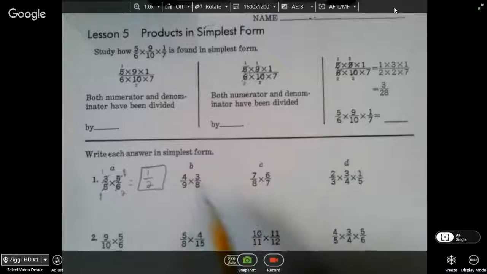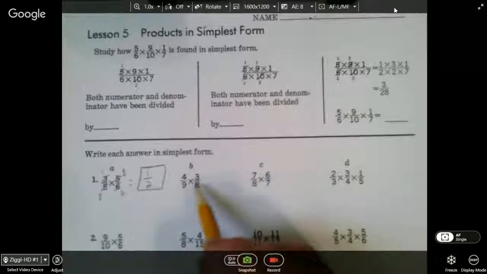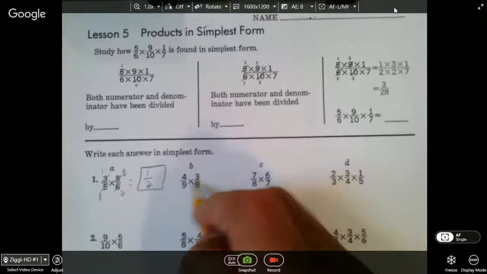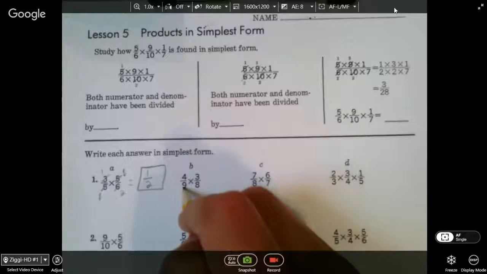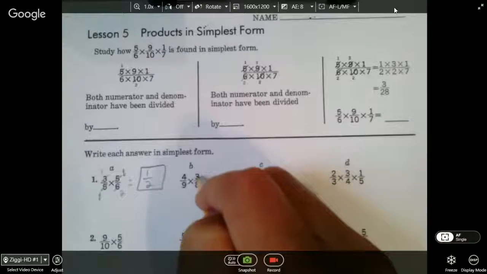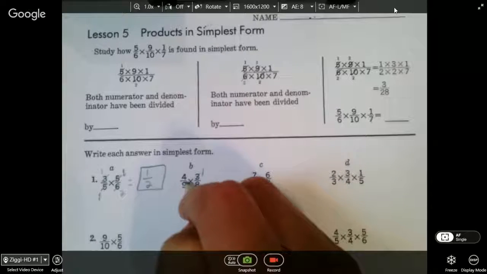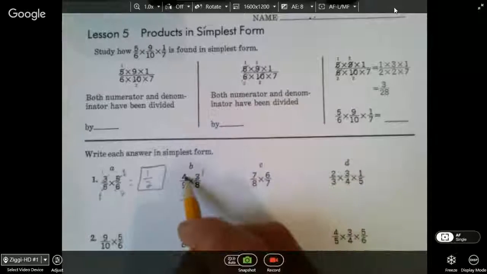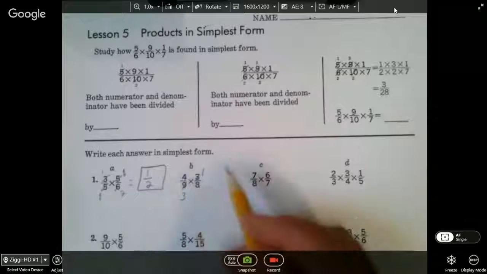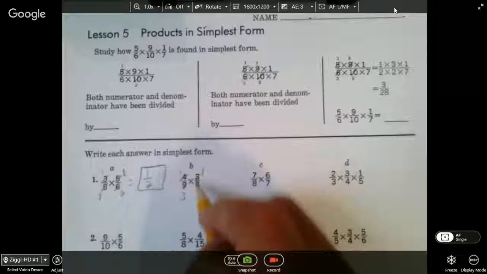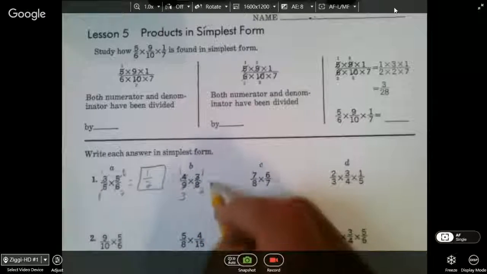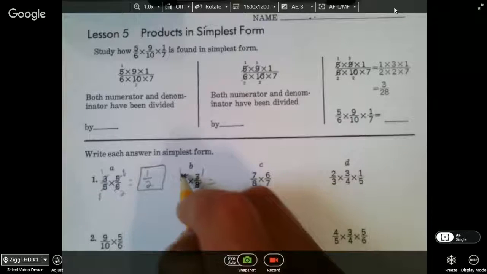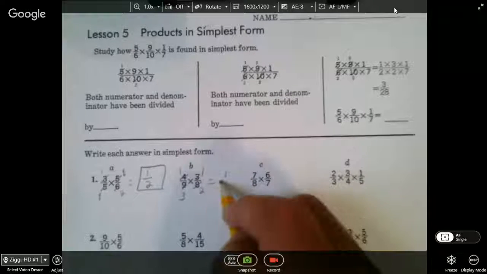All right. Let's see what we can simplify here. Top and bottom relationship, the 3 and the 9. Those can be simplified. Greatest common factor is 3. So 3 divided by 3 is 1. 9 divided by 3 is 3. 4 and 8, greatest common factor, 4. 4 divided by 4 is 1. 8 divided by 4 is 2. Multiply horizontally. 1 times 1 is 1. 3 times 2 is 6.